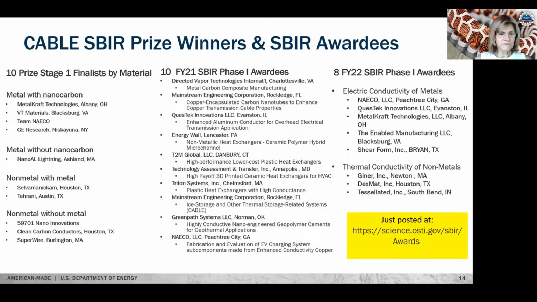Starting from the left, on Nanotechnology Day last fall, we announced the 10 winners of Stage 1 of the CABLE Prize, grouped here into 4 categories, involving metal with or without nanocarbon, carbon nanotubes, graphene, or carbon that turns into graphene. A metal without nanocarbon finalist is a nano process to make aluminum as strong as steel, but 7 times more conductive.